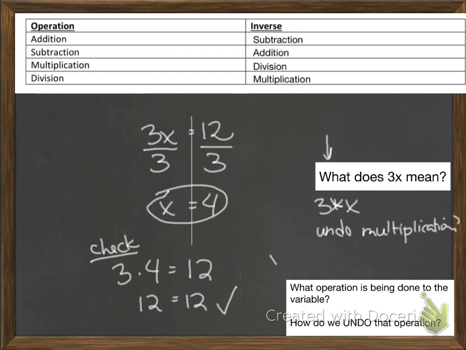So notice down here in the corner, I wrote myself a note. And this is the question that I'm always asking: what operation is being done to my variable and how do I undo that operation? If you can answer these questions, you can solve any one-step equation. Let's keep going.